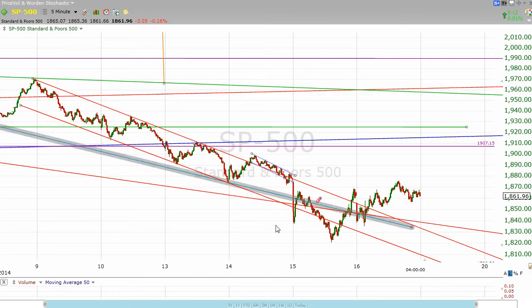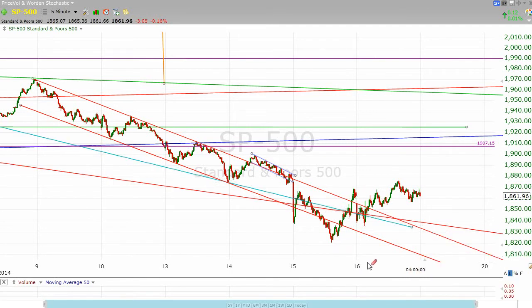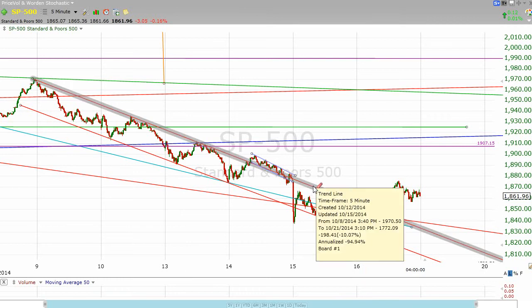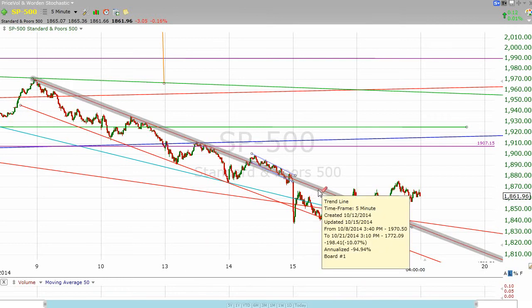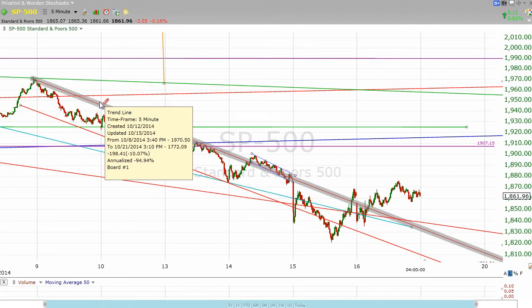Today we very briefly were underneath both this line and this one. Any problem? No problem whatsoever. We went underneath them, got back on top of them, underneath them again, back on top of them. Today we did get significantly over this descending resistance line, which may be technically significant.